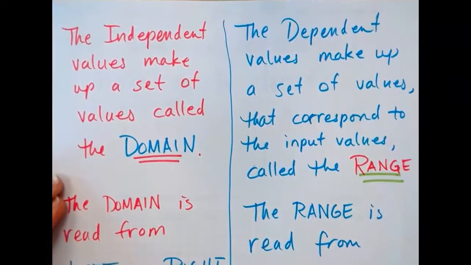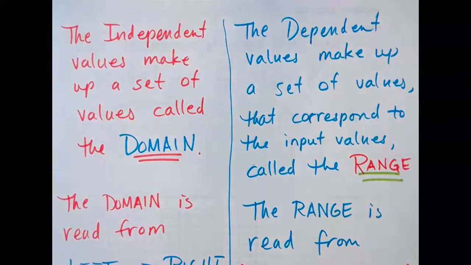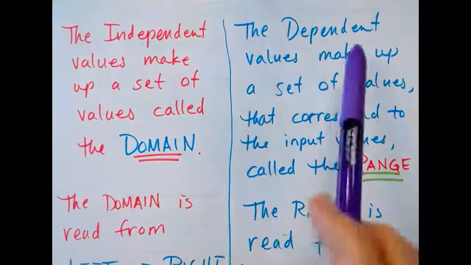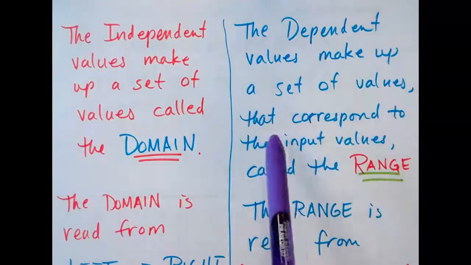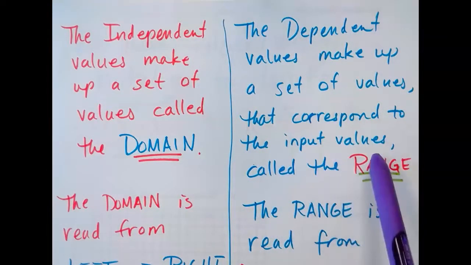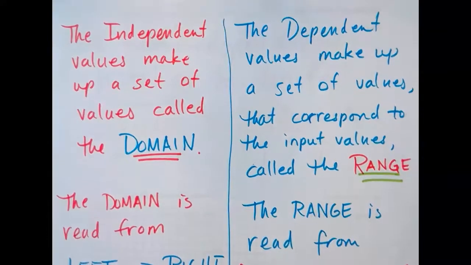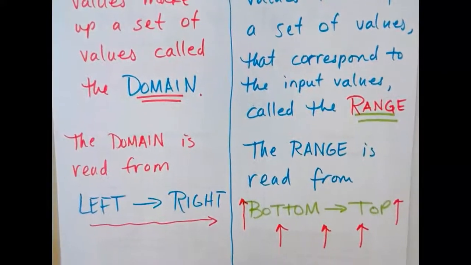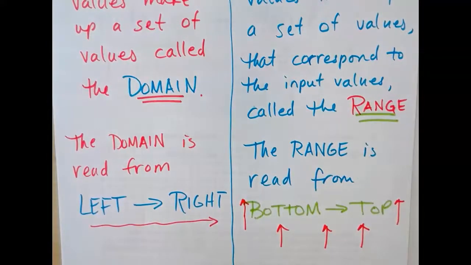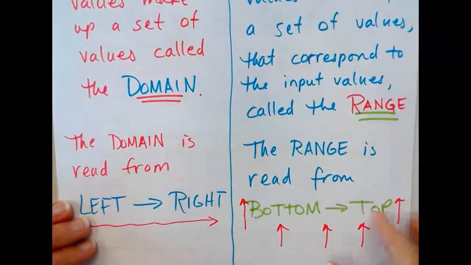So the independent values make up a set of values called the domain. The dependent values make up a set of values that correspond to the input values. They are called the range. Now, the domain is read from the left to the right. The range is going to be read from the bottom to the top. And we're going to practice doing a few of these in this video, and then in class we'll do a whole lot more all together.